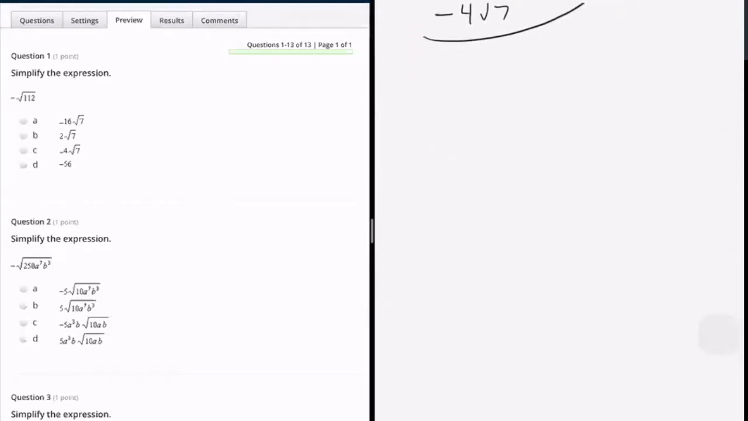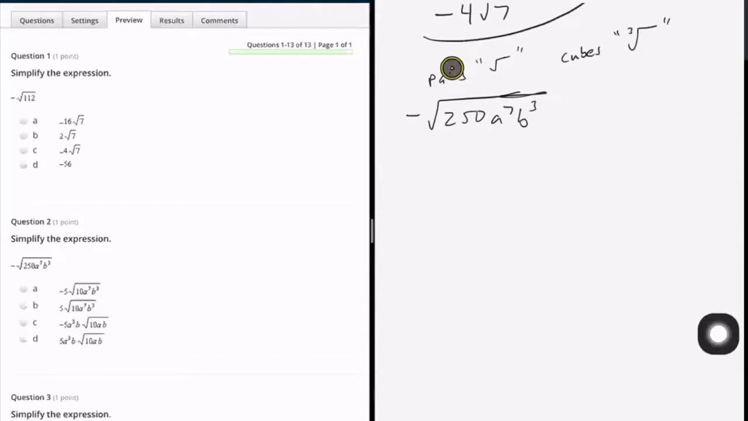Okay, question number 2. Negative square root of 250 a to the 7 and b cubed. Now square roots are always looking for pairs, right? If I was looking for sets of 3, cubes, this would be with a little 3 in front. So by default, we're always looking at pairs. So let's go ahead and look for our pairs. I see 250, a to the 7, and b cubed.